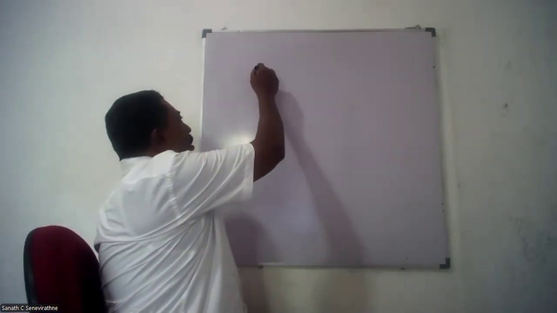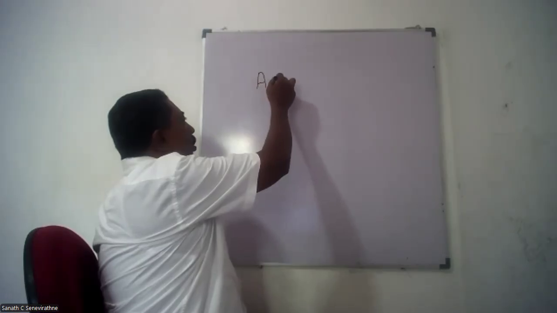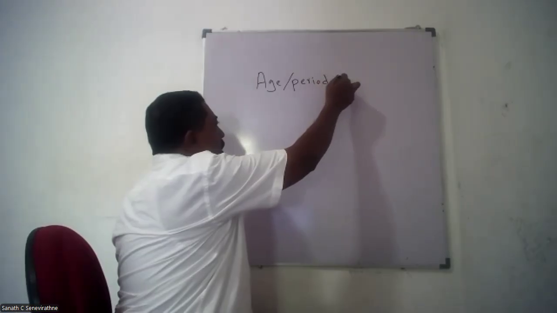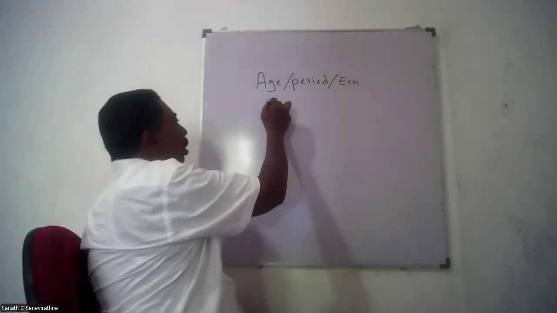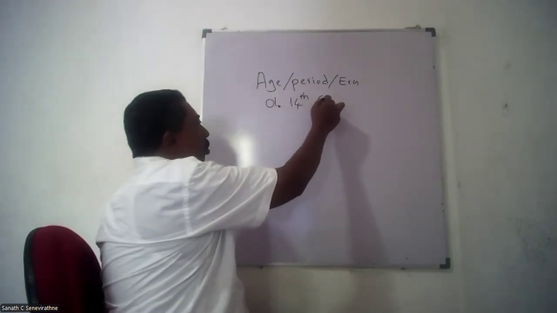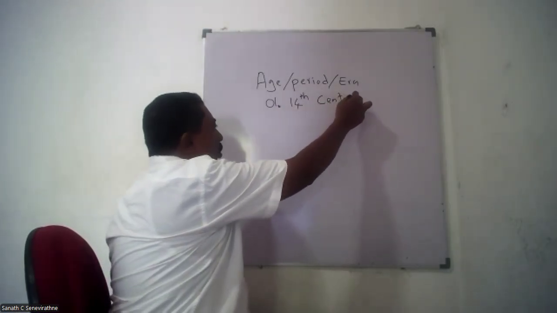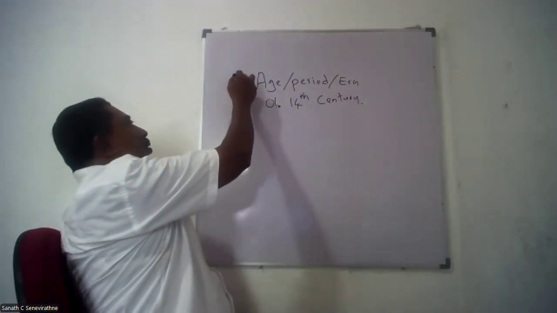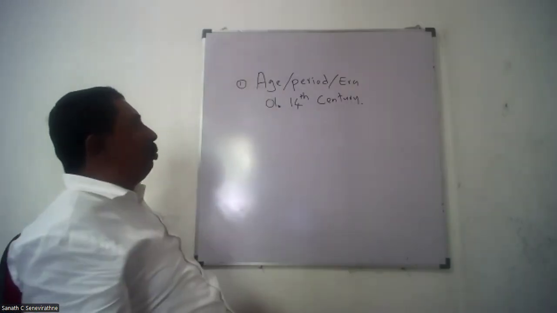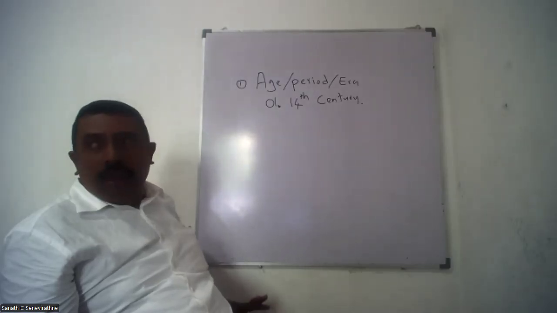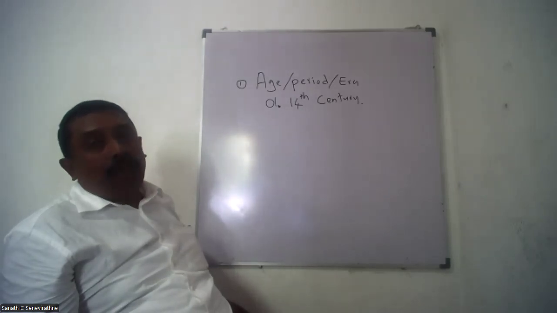Then age, period or era 1, 14th century. I write like this: Age, period, era 1, 14th century. It's a subtitle. That was the main title.